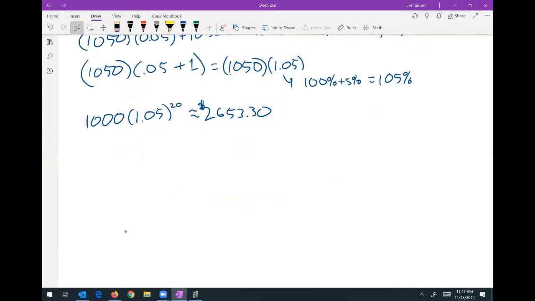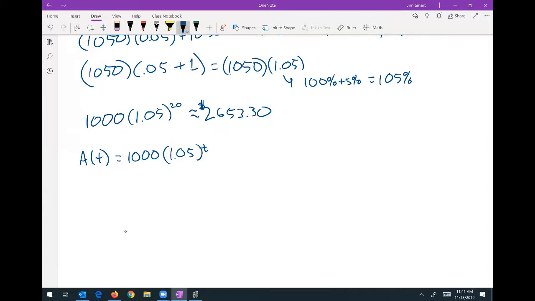All right, so that's the shortcut way, is to add your percentage to 100 if you're increasing, or you could subtract it from 100 if you're decreasing. So the function, the amount you'd have after any number of years t, would be 1,000, the amount you started with, times 1.05 raised to the power t. Just like in a times b to the x, the 1,000 is our starting amount, and the 1.05 is how much I multiply by every time period, every year.